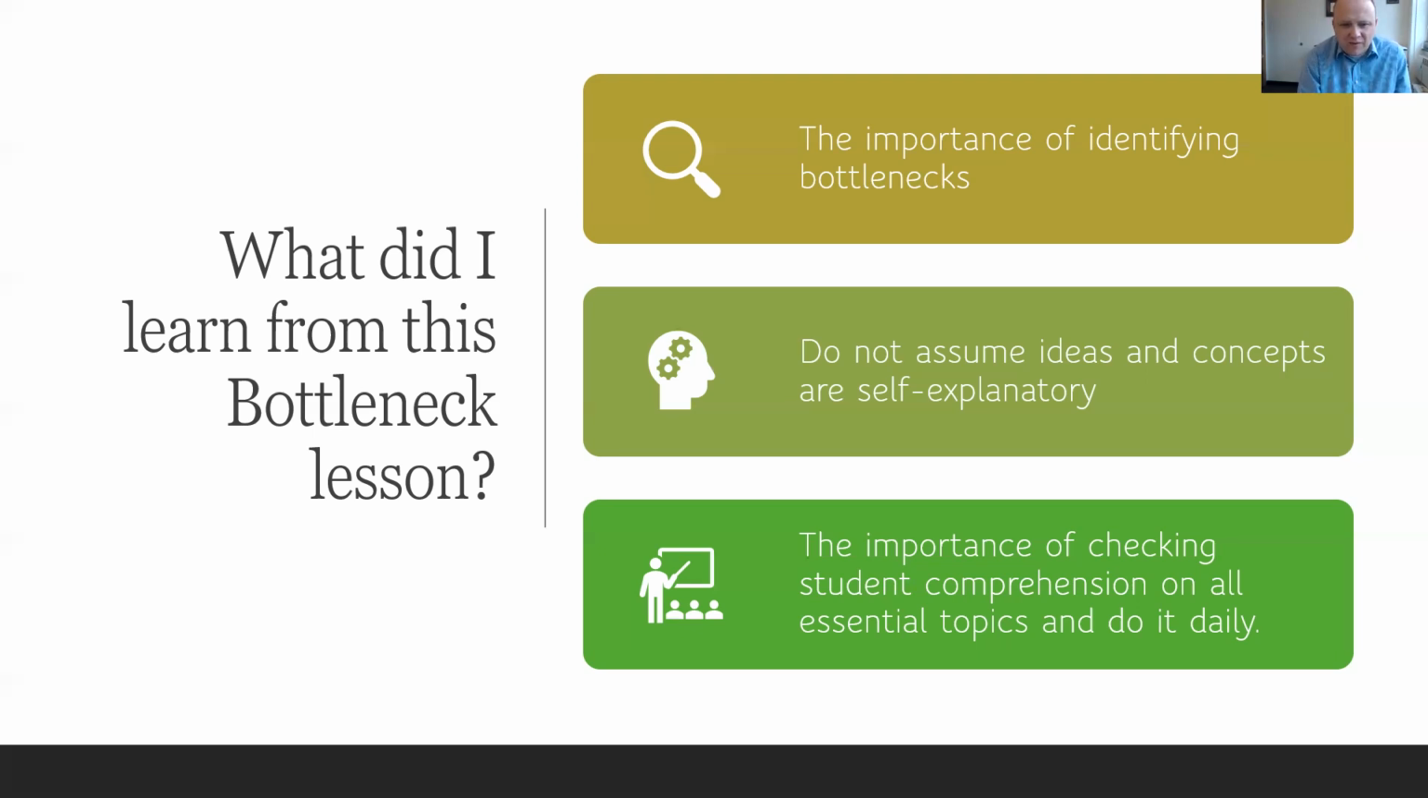Second, I do not assume ideas and concepts are self-explanatory. To me, the idea of implicit bias is self-explanatory. It is implicit bias. And so I've just assumed that my students would understand that. But they would see it in others, but not in themselves. They would believe implicit bias exists in everyone else, but they themselves don't have any implicit bias. So I needed to not assume that concepts that seem self-explanatory or easy to understand to me are so to our students. Third, the importance of checking student comprehension on all essential topics and to do it daily.